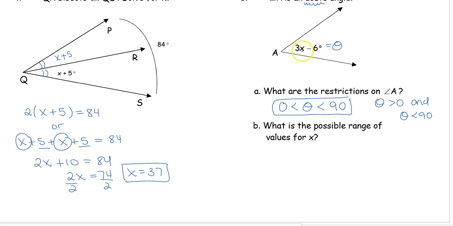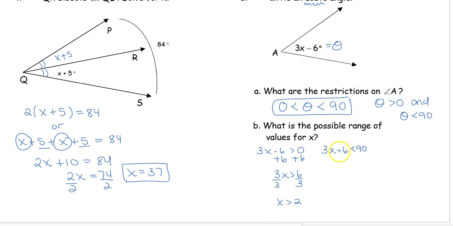Now I want to find out what x is. Well, this angle of 3x minus 6, we know has to be greater than 0. If it's not greater than 0, then we've got more problems. So we want to find out what values of x are going to make that greater than 0. Go ahead and go through and we solve for x and we find that x has to be greater than 2. But not only does it have to be that, our angle has to be less than 90.